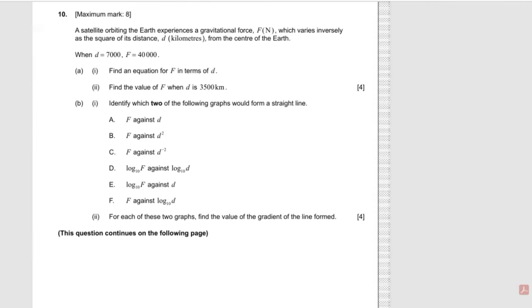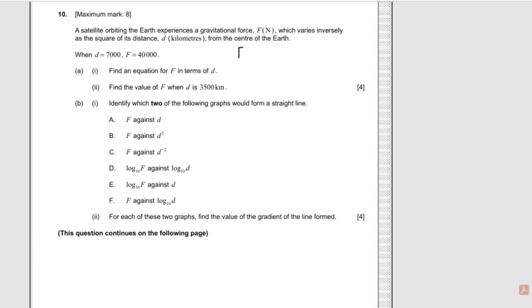Question 10, it's an 8-mark question. A satellite orbiting the Earth experiences a gravitational force F Newton, which varies inversely as the square of the distance d kilometers from the center of the Earth. So F varies inversely, so it should be k over d squared. This is a relation. When d is 7,000, F is 40,000. Part A1. Find an equation for F in terms of d.